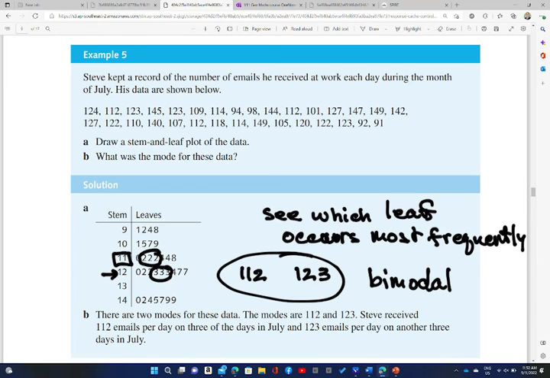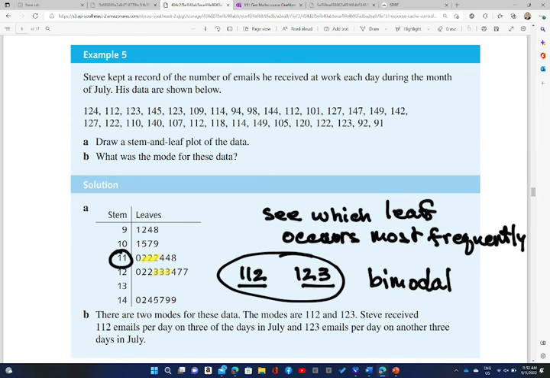So you just look for the leaf that occurs most frequently. So not the length of the set of numbers, but look at the numbers themselves, which is why we put them in order, okay? So here, there are 3 2s. Here, there are 3 3s. Does any number occur more often than 3 times in the same string? No. So that means we have 2 modes: 112 and 123. So 2 different types of mode.